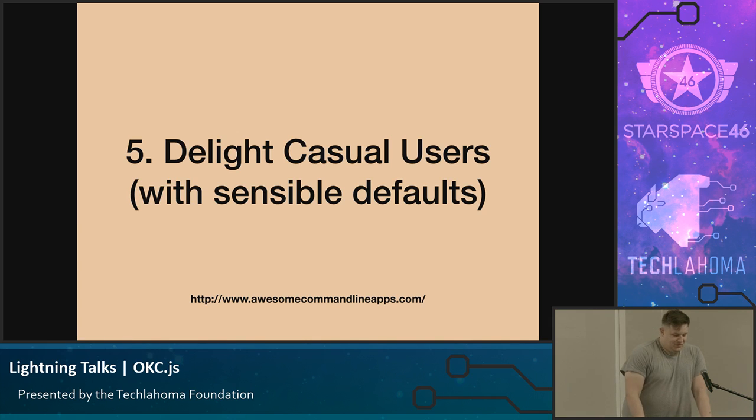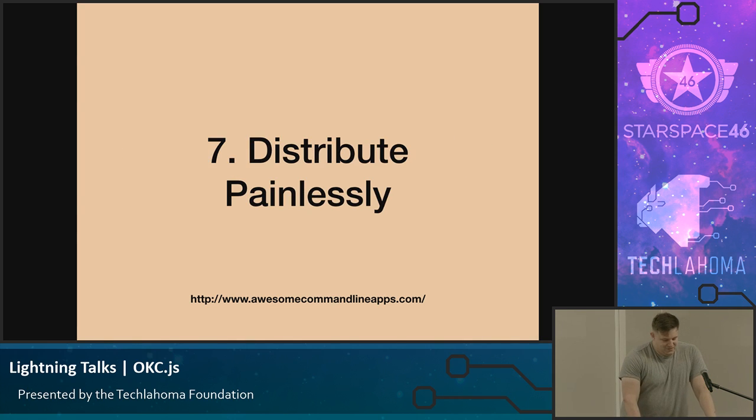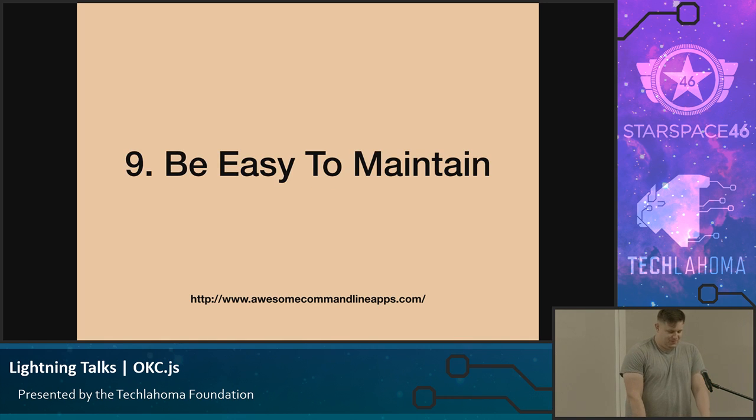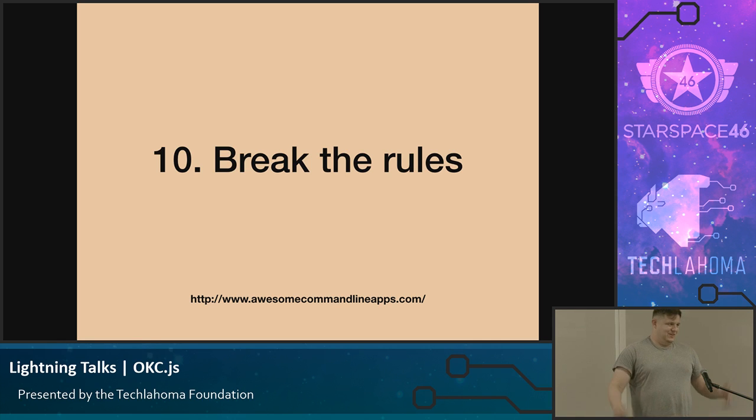Delight casual users. Git does this all the time when I type origin with two I's and it's like, did you mean origin? Or, you want to go read these docs? Here's the link. Good configuration, distribute painlessly. NPM's a great example of this, because if I have to go to SourceForge to use your CLI, I'm probably not going to do it. Write tests, be easy to maintain, and obviously there are exceptions to this, which are great. So if your favorite CLI doesn't do any of these things and you love it, that's totally cool too.